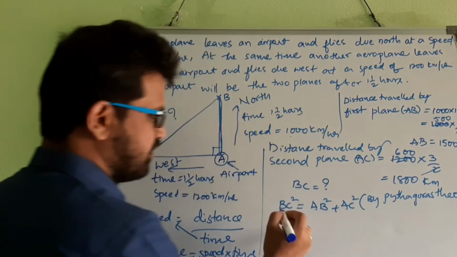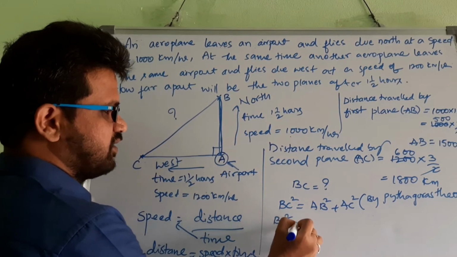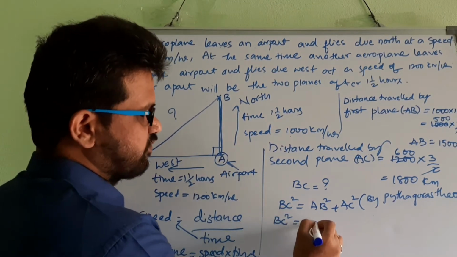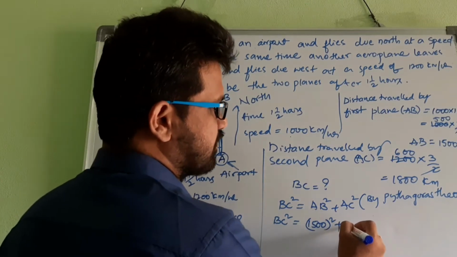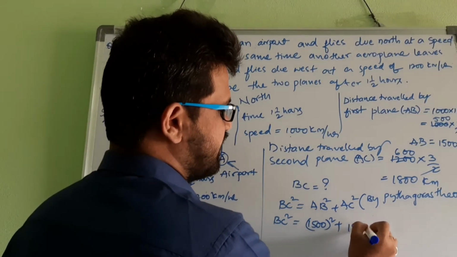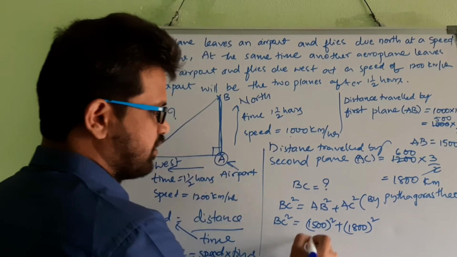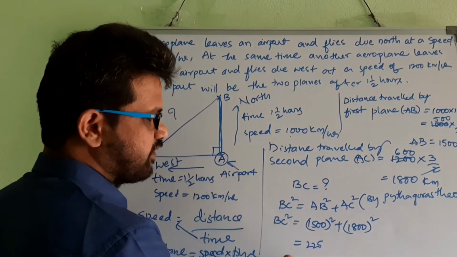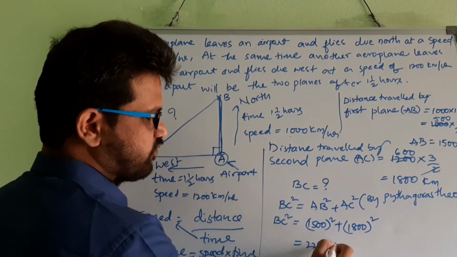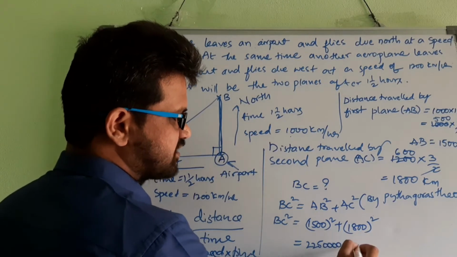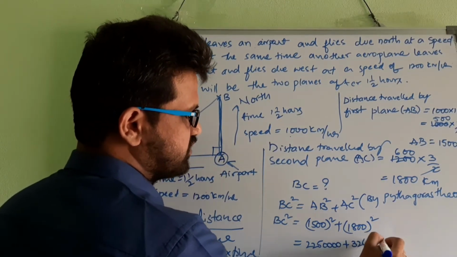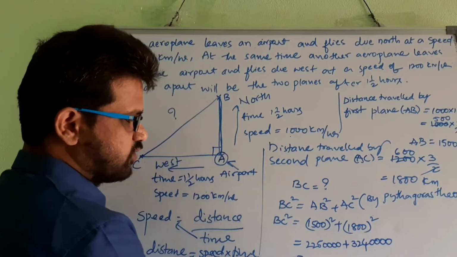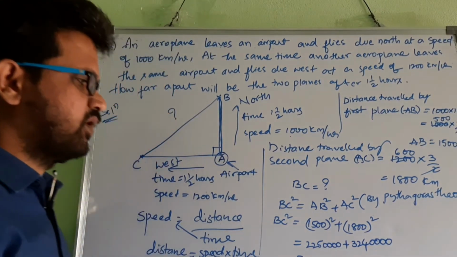Pythagoras theorem. So BC square is equal to AB, which is 1500 square, plus AC, which is 1800 square. 15 square is 225, and the 2 zeros give us 4 zeros, plus 18 square is 324 and 4 zeros, right? So here, 225 plus 324, how much?